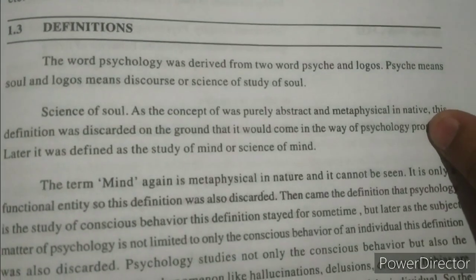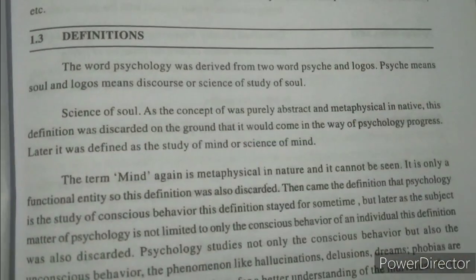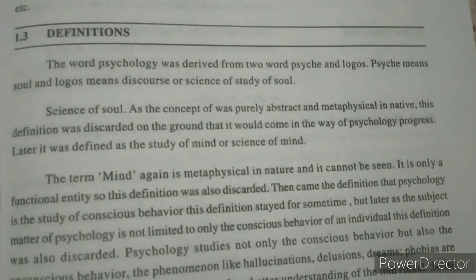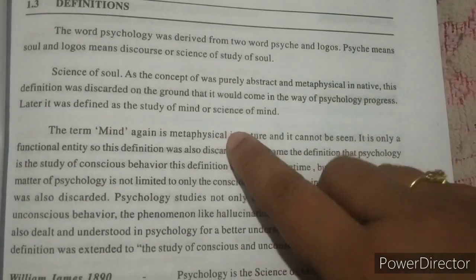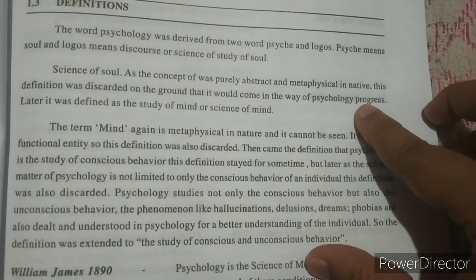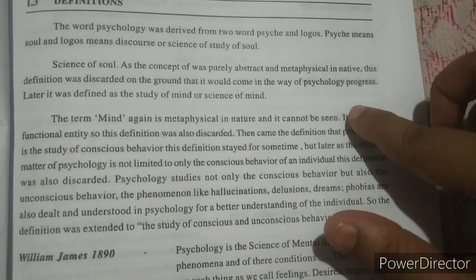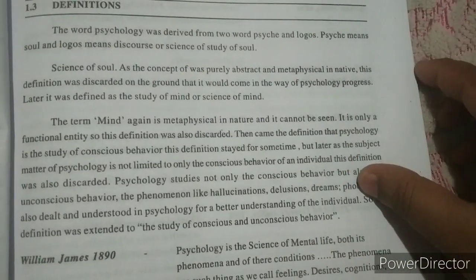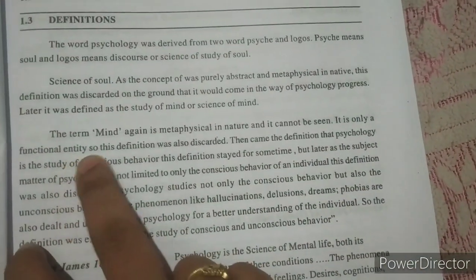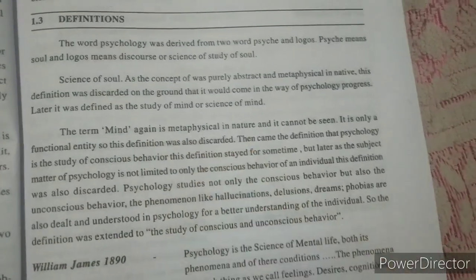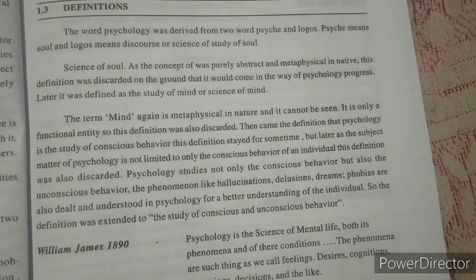The word psychology was derived from 2 words, psyche and logos. Psyche means soul and logos means discourse or science, the study of soul. As the concept was purely abstract and metaphysical in nature, this definition was discarded on the ground that it would come in the way of psychology's progress. Later, it was defined as the study of mind. The term mind again is metaphysical in nature and it cannot be seen. It is only a functional entity, so this definition was also discarded.